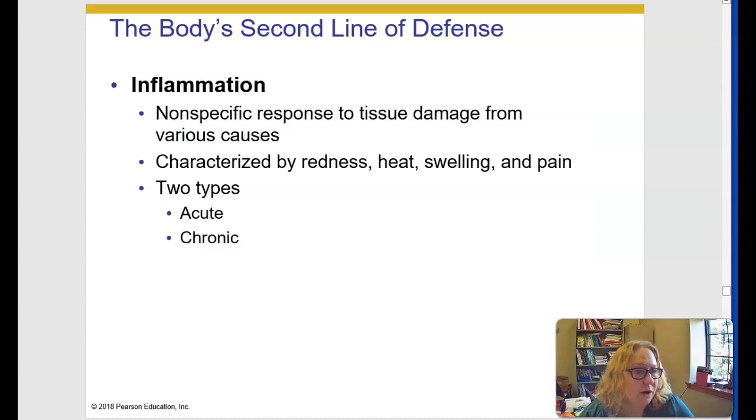Okay, now, real quick inflammation review. Right? Non-specific response to tissue damage. This isn't specific. You're just going to inflame and be like, help! Characterized by redness, heat, swelling, and pain.